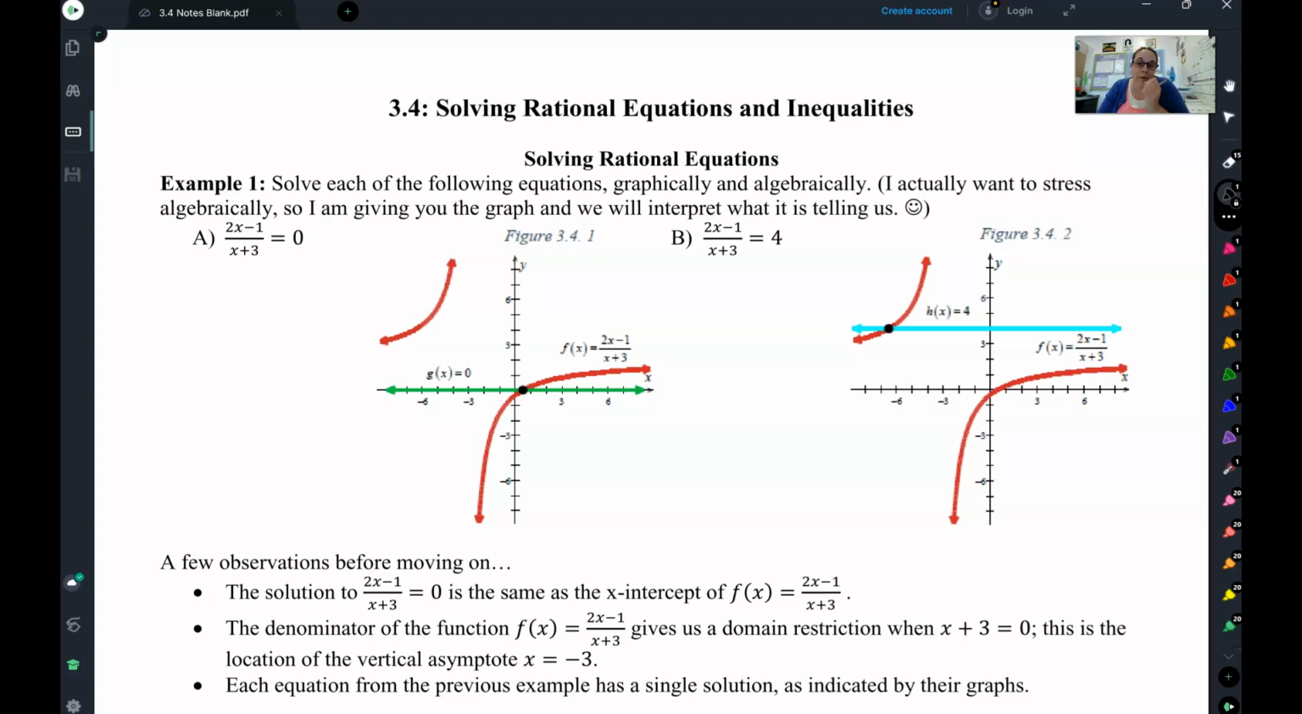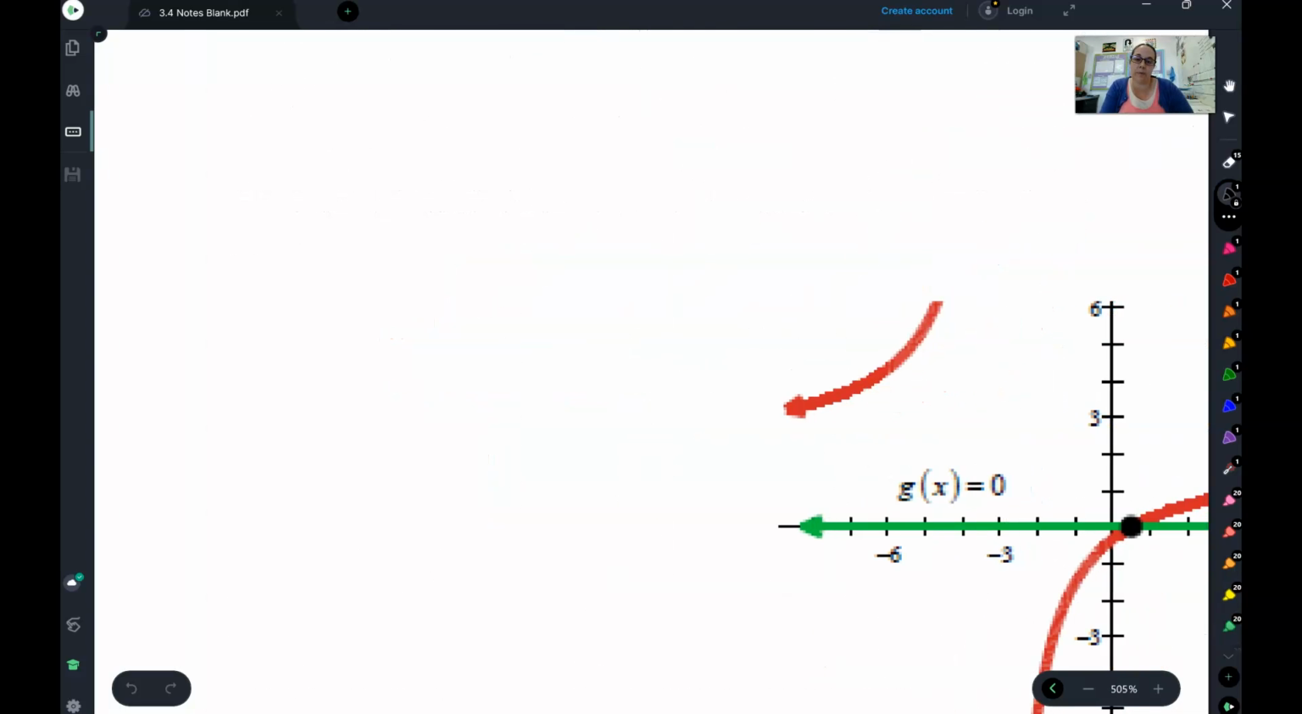Welcome to lesson 3.4. In this lesson, we're going to talk about two main things. First, we're going to talk about solving rational equations. Then we're going to talk about solving rational inequalities. So in this first video, let's just focus on the equations aspect.